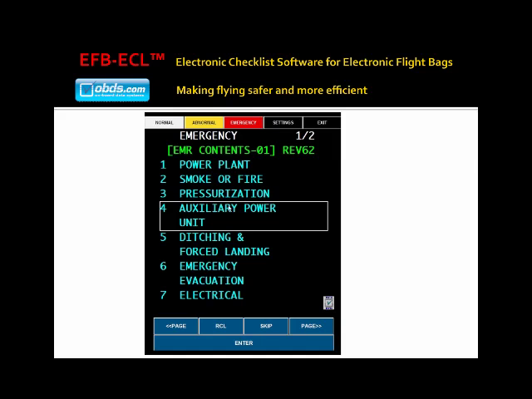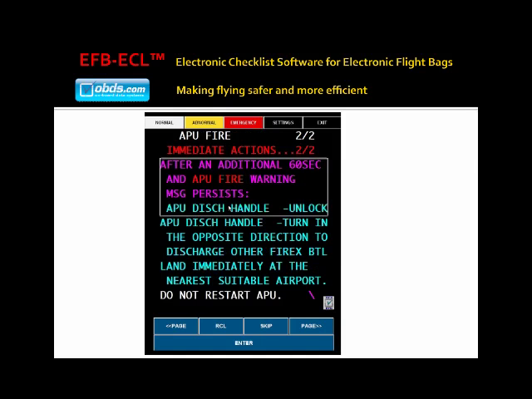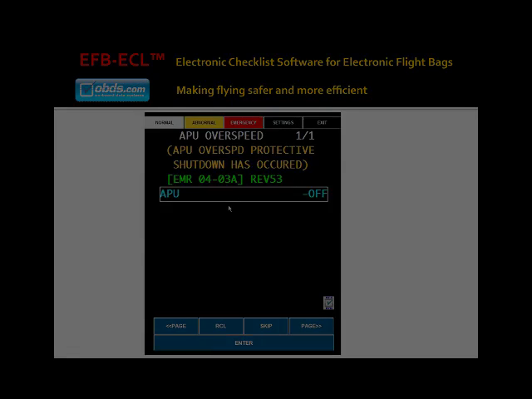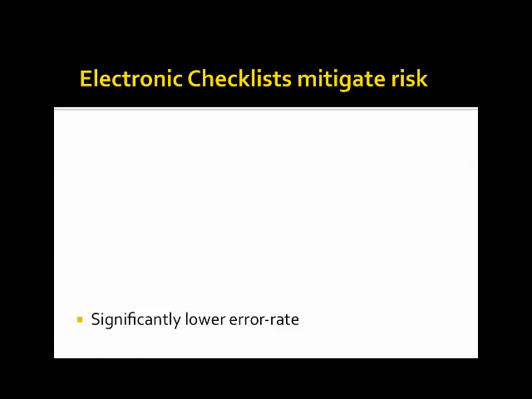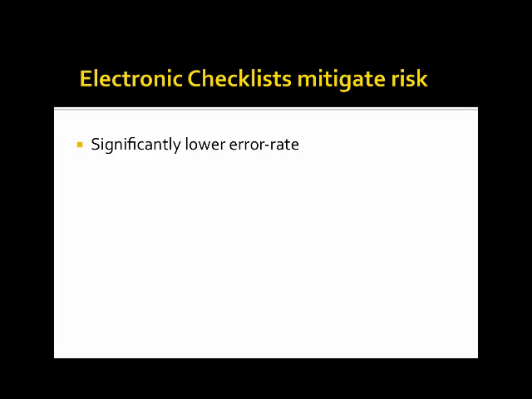In this short video, we'll show you how our EFB-ECL software can make your flying experience safer and more efficient. You've probably used paper checklists for your entire flying career, but which is better, paper or electronic checklists? The answer is electronic checklists. Studies clearly show that electronic checklists reduce pilot error rate.